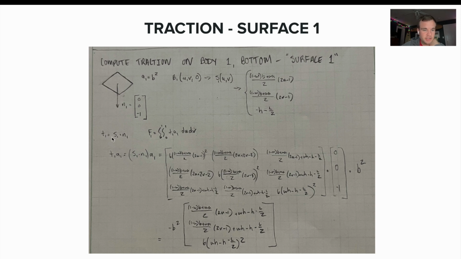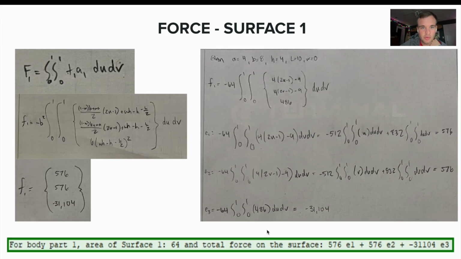First, in order to find the traction, we have to use the Cauchy stress field times the normal vector. So I just simplify it to be T1 A1 equals, and then traction, I plug in those vectors. So I end up getting that traction times area equals this equation. So I still have to do the integrals. So here's where I find the actual force. So the force is equal to the integral of what we just solved for.